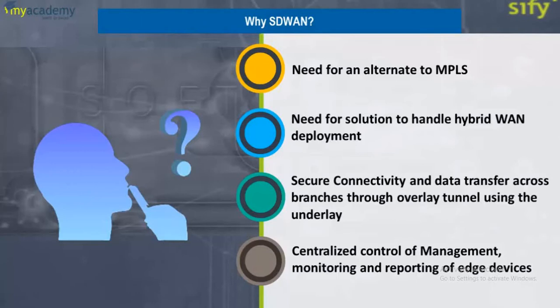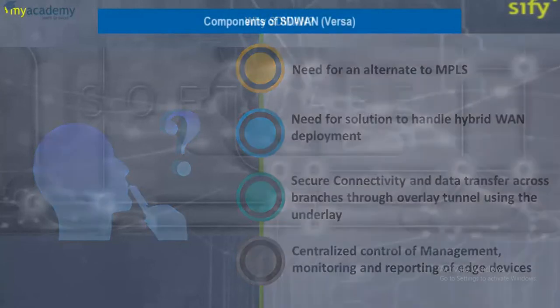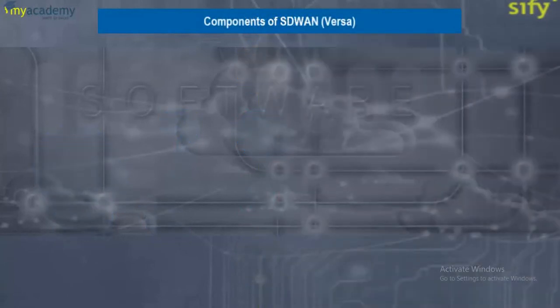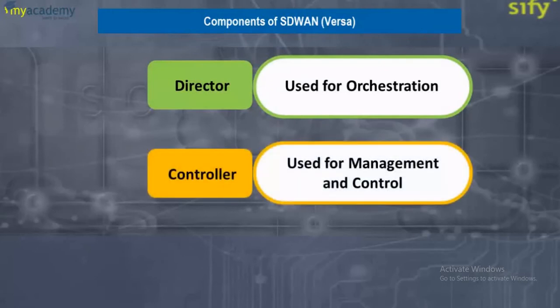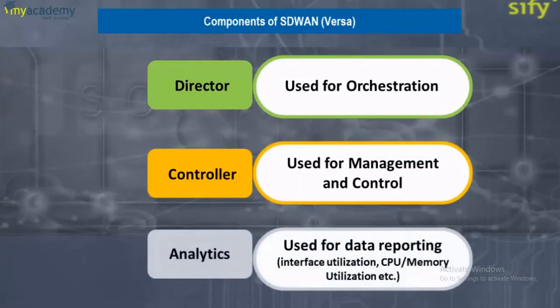Okay, so this is about SD-WAN, on why we choose SD-WAN, which is far simpler, right? We need a flexible way of delivering our managed CPE services. So let's quickly jump into what components are there in SD-WAN. As part of Versa's SD-WAN, we have the following components: the director, which is used for orchestration, and the controller, which is used for management and control plane to all the appliances, and analytics.